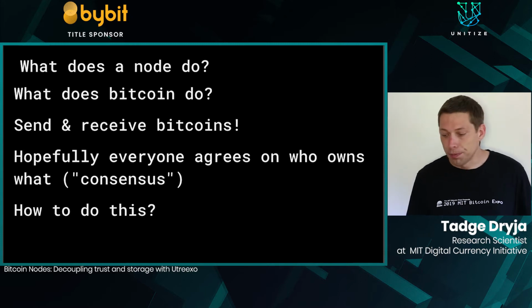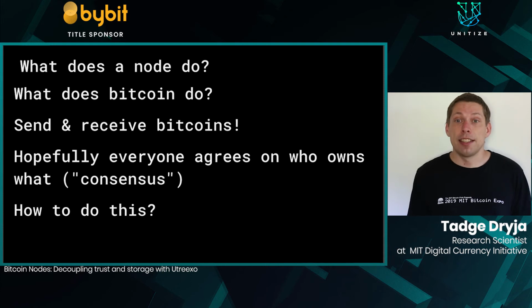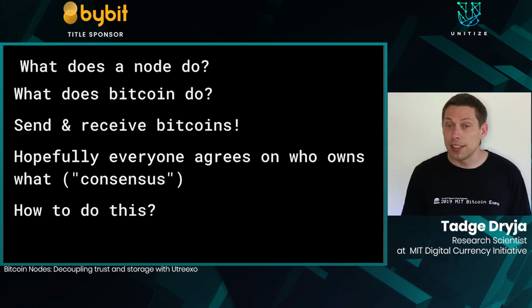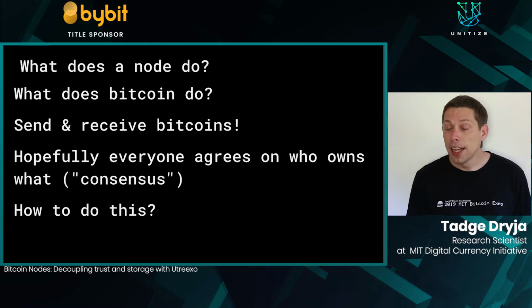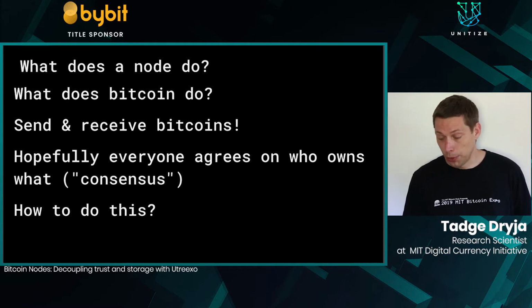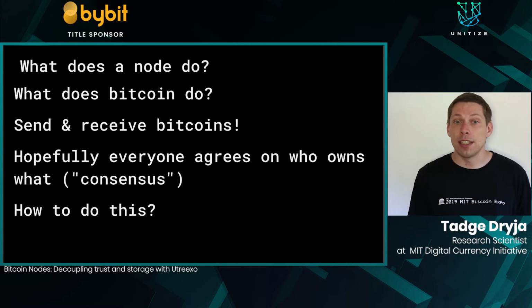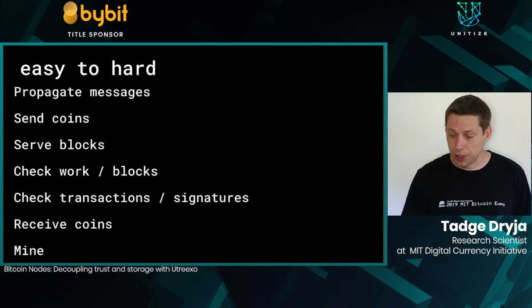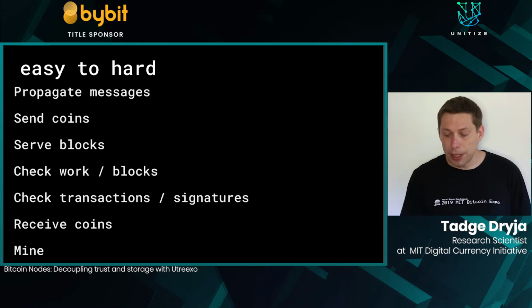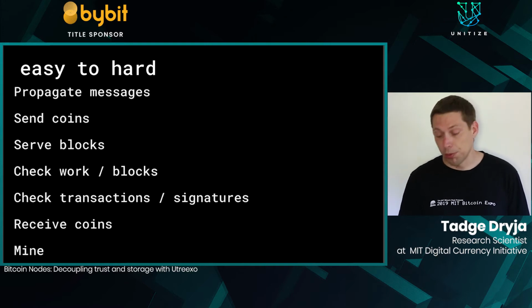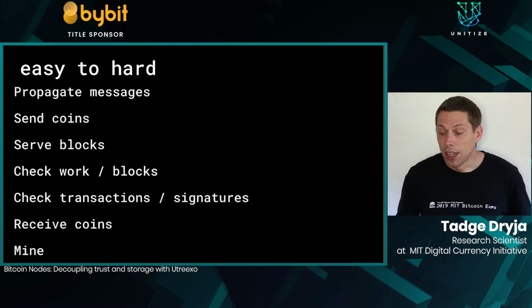What does a node do? Well, mainly it sends and receives transactions. And the hope is that everyone agrees on who owns what, right? So you send these transactions to move coins around, and ideally, when it works, everyone agrees on who owns what. So how do you do this? Well, there's a bunch of things that nodes do specifically. They propagate messages, send coins, serve blocks, check proof of work, check transactions, receive coins, and mine.